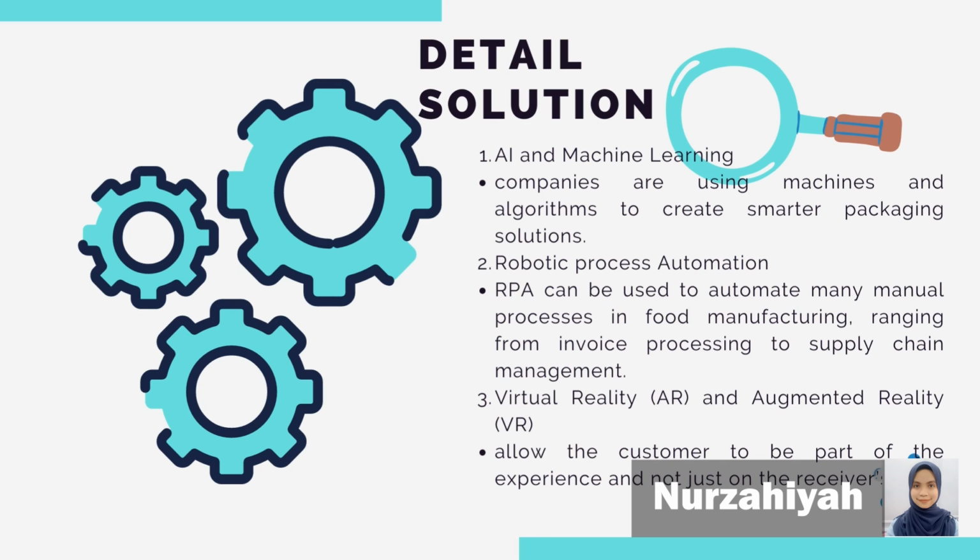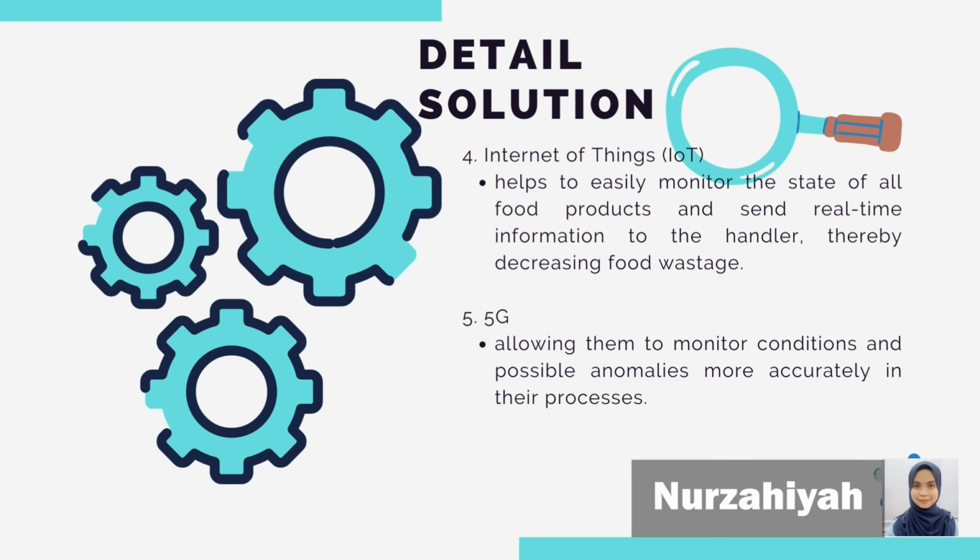Lastly, I want to present the detailed solution for AI and machine learning. Companies are using machines and algorithms to create smarter packaging solutions. Second, robotic process automation, which is RPA. It can be used to automate many manual processes in food manufacturing, ranging from invoice processing to supply chain management. Third, virtual reality and augmented reality, which is VR and AR. It allows the customer to be part of the experience and not just on the receiving end.